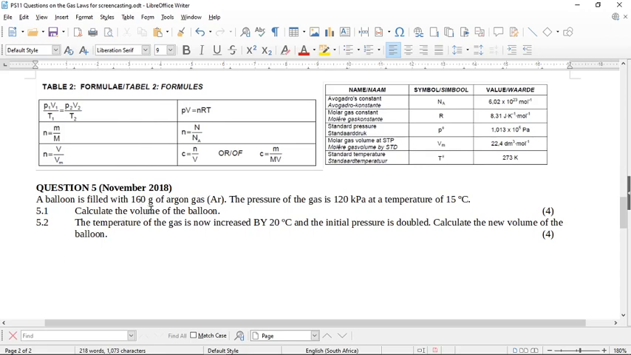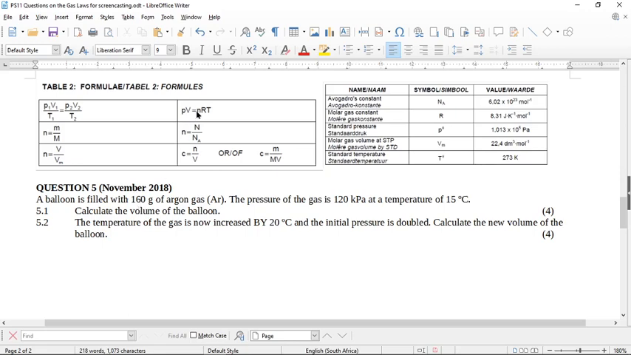A balloon is filled with 160 grams of argon gas. The pressure of the gas is 120 kilopascals at a temperature of 15 degrees. Calculate the volume of the balloon. Okay, we should be able to calculate the volume of the balloon using PV = nRT. We have a P. We can convert this to a T in Kelvin. We want to find V.